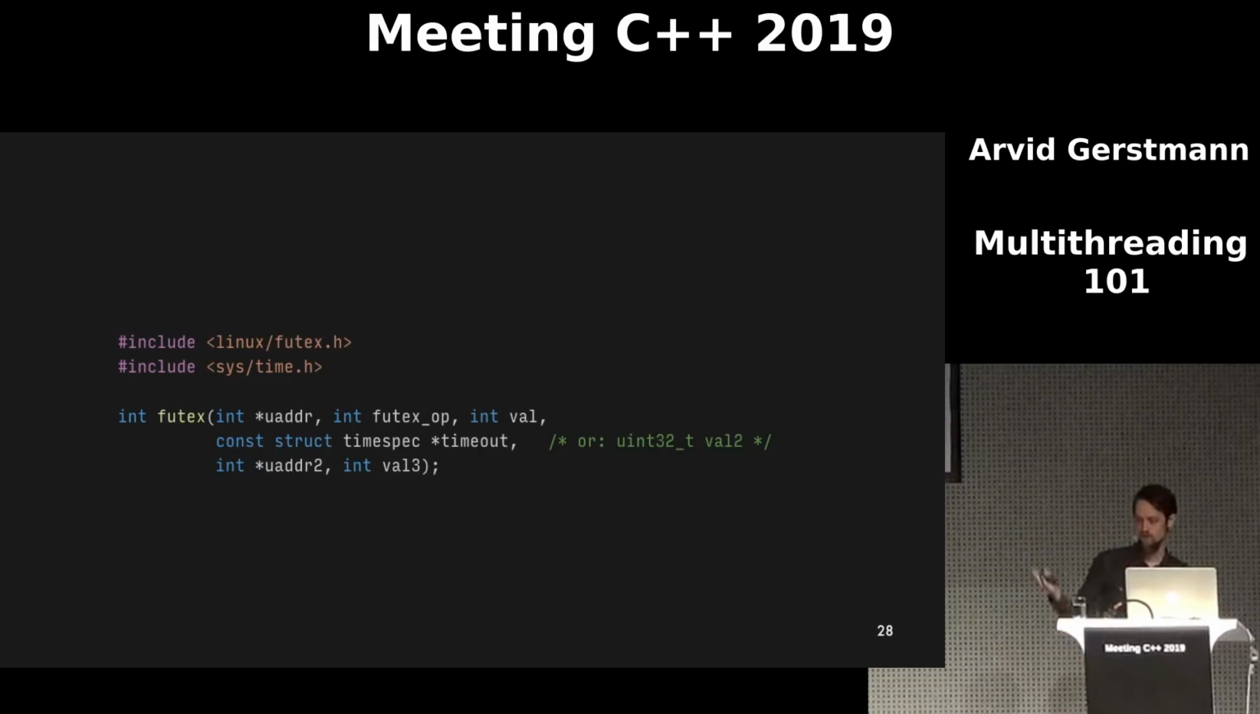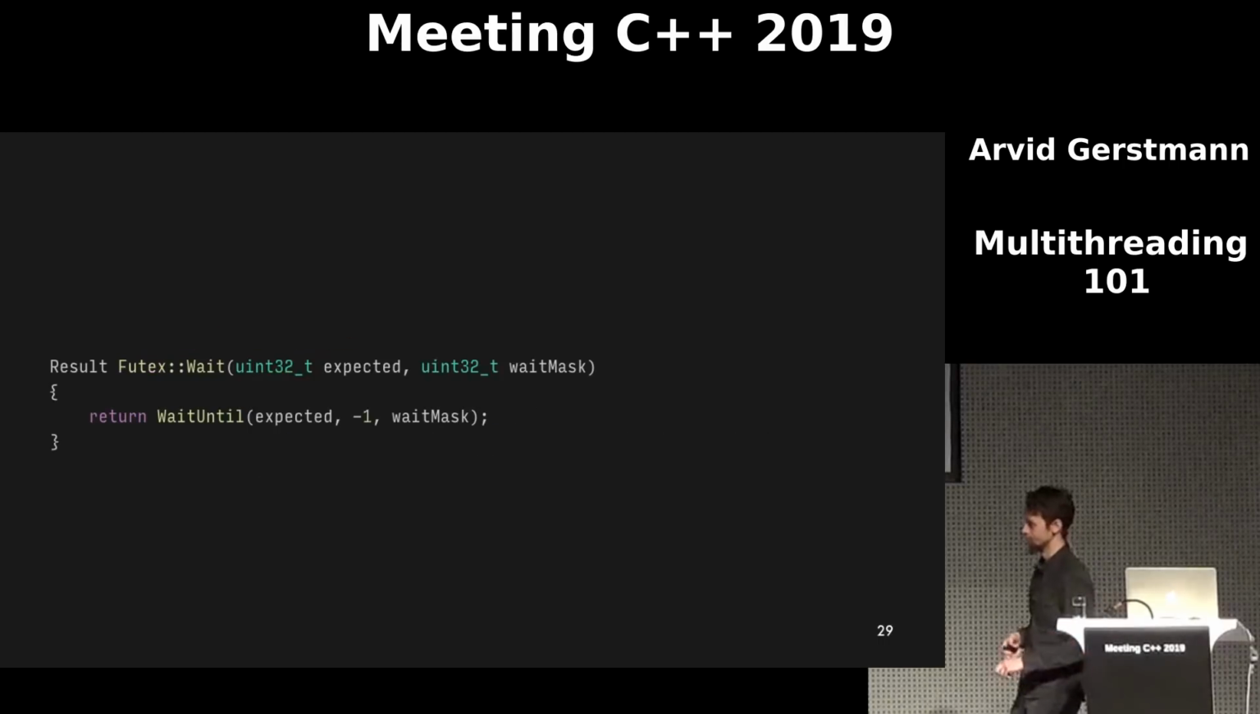Then there's val, which is just the first argument to the futex operation. Timeout, the struct timeout, which will be used, for example, for wait until. Then uaddress2, which is generally null. It is just the address of a second wait queue. And then there's val3, which is the second argument to the operation.